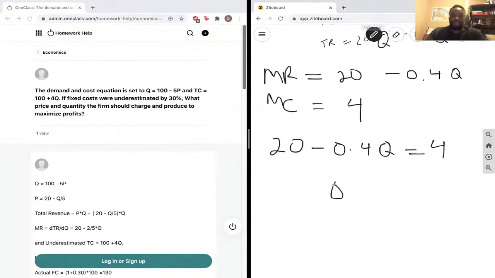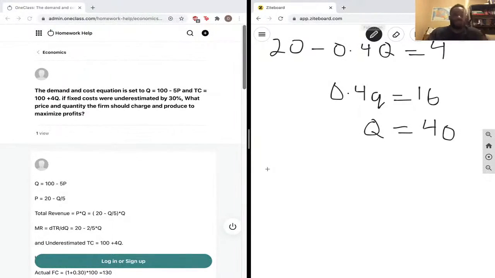That's 0.4 Q equals 16, and Q would equal 40, because 16 divided by 0.4 is 40.